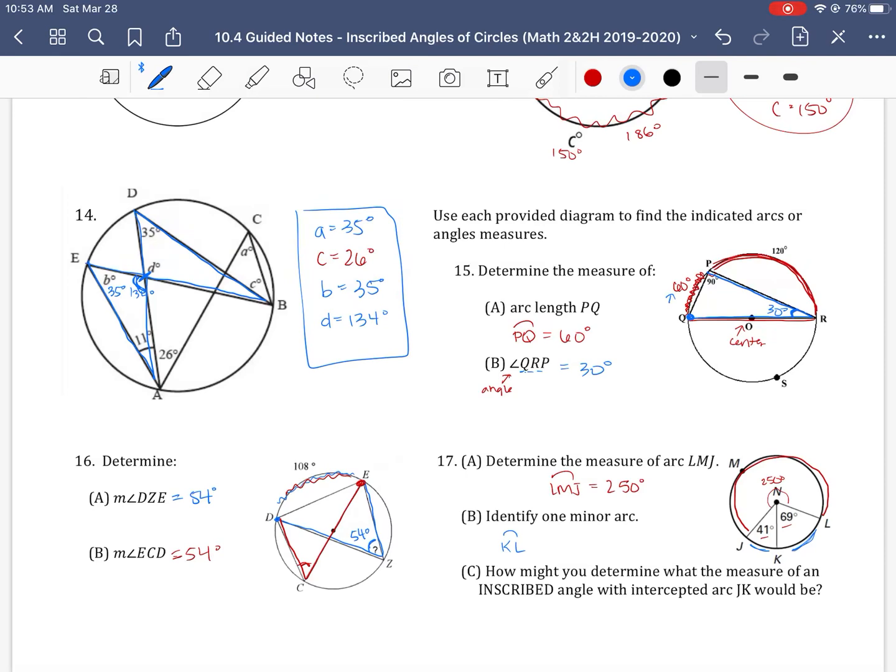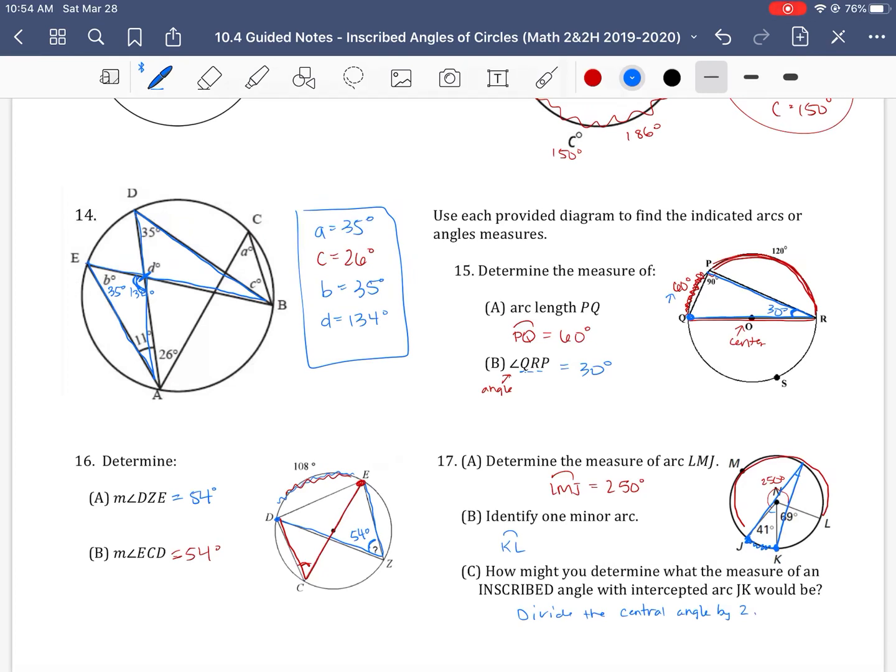Lastly, how might you determine what measures an inscribed angle with intercepted arc JK would be? I'm going to erase these really quick. So it's saying if we had JK here, right, we know that that's 41 degrees. How would we find an inscribed angle? Sorry, bad language there. Right? And we know that it's just half of that central angle. So if that's 41, then we take 41 and we divide by 2. So in this case, we would just say that you would divide the central angle by 2. So that angle would be 20.5 degrees.